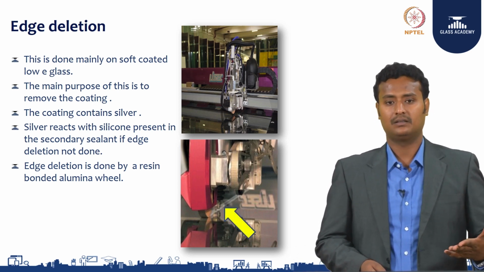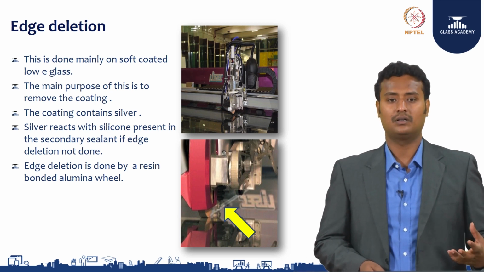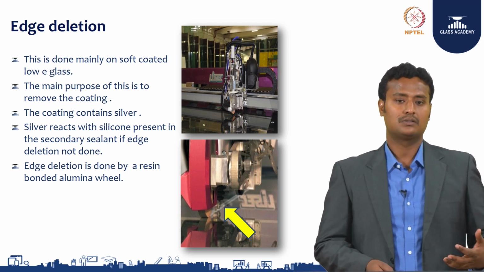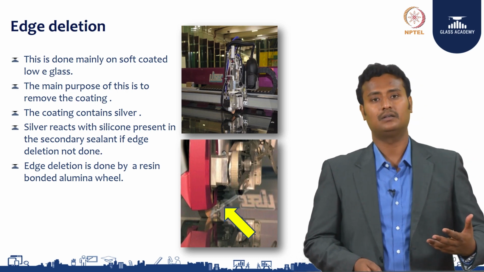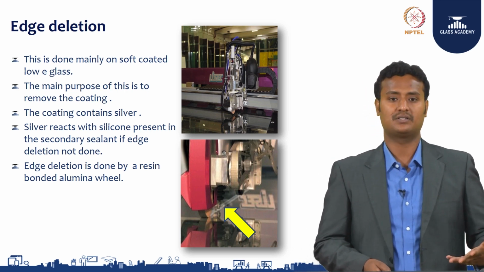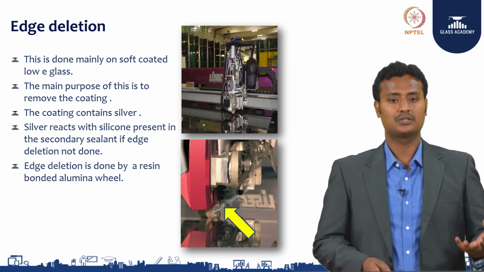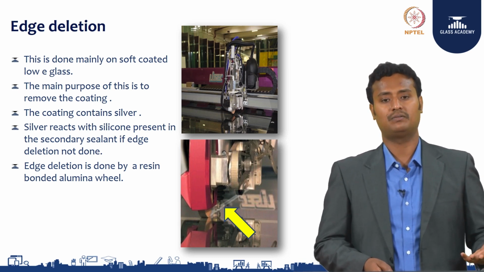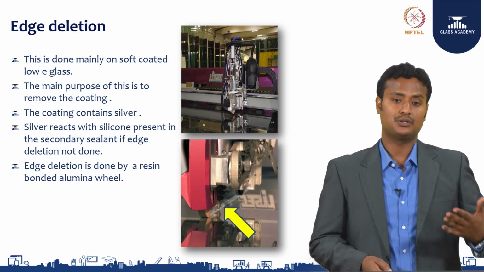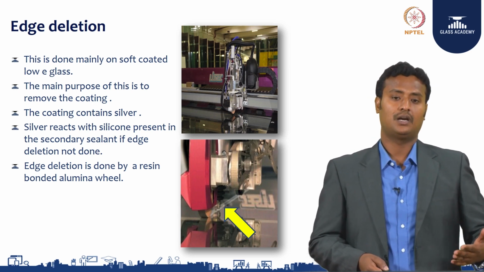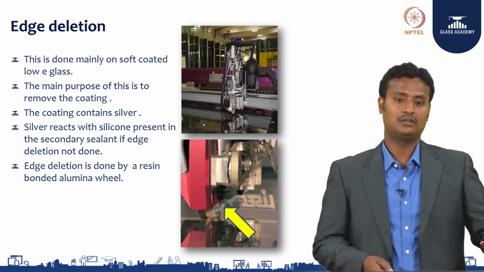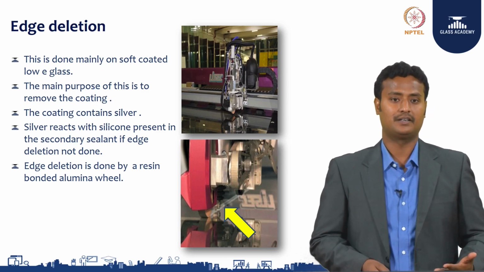So, these wheels, a resin bonded alumina wheel, has to be used. It will be gentle, so that it will not create scratches on the surface of the glass. The function of edge deletion is only to remove the periphery edges of the coating. It will promote adhesion and prevent oxidization. These are the facilities.